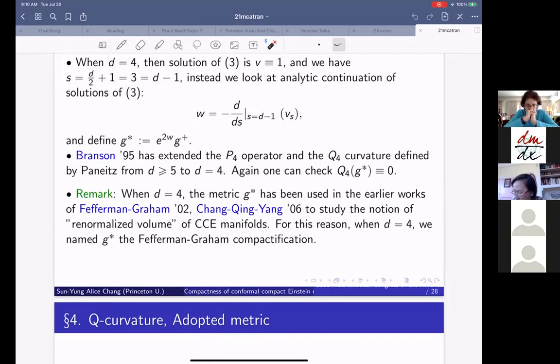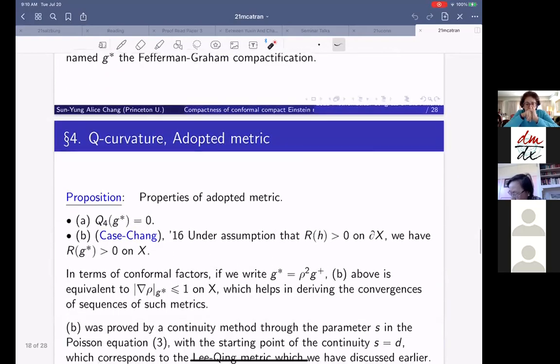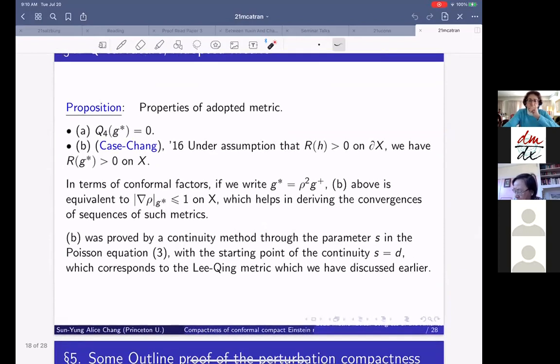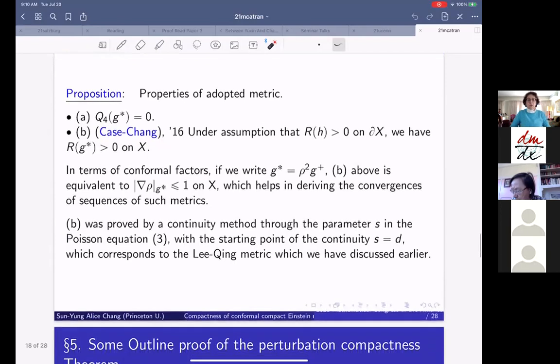For this reason, we call this particular metric in D equal to four the Fefferman-Graham compactification, as a geometric content. So the key property of this adopted metric G star is the following. One is a metric property: we say it satisfies a PDE, which is nice. And then second is another, non-trivial property, which is pointed out in an early work of myself with Jeffrey Case. We say that under the condition that the scalar curvature on the boundary is positive, not only does G star satisfy a fourth order PDE, but its scalar curvature is also positive on the boundary.